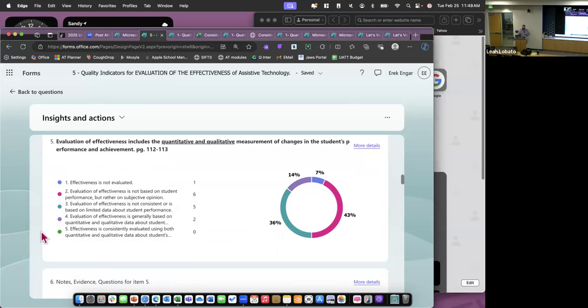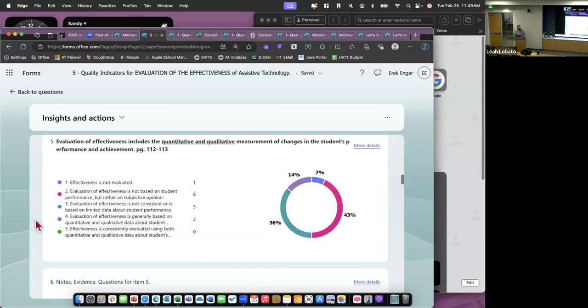Evaluation of effectiveness includes quantitative and qualitative. So it looks like most of us are doing it not based on performance, but rather on subjective opinion. But they're doing a good job, you guys. They're doing a good job. That's a good opinion to have, right? Yeah, I think the data on a lot of them are pretty squishy, especially with AAC. If anybody disagrees, go ahead and shout out a different category. Just because they're so broad, right? There's so many things going on with those students that it's hard to pinpoint what the one thing is.